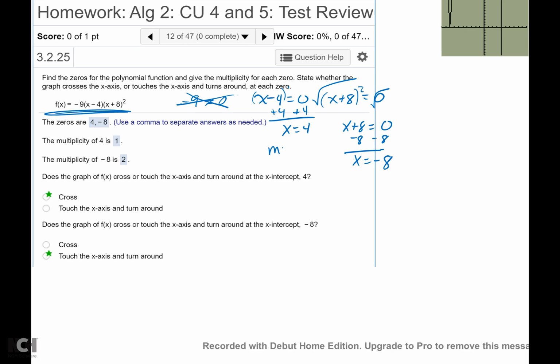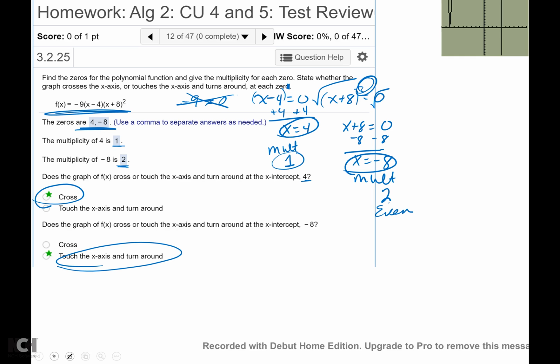Now this one has multiplicity 1, because there was only one of those factors. This one has multiplicity 2, because of the degree 2. So the zeros are 4 and -8. The multiplicity of 4 is 1. The multiplicity of -8 is 2. So it says, does the graph of f of x cross or touch the x-axis and turn around at 4? Well, since 4 has an odd multiplicity, it's going to cross. And it says, does the graph of f of x cross or touch the x-axis and turn around at the x-intercept -8? Because it has an even multiplicity, that means it's going to touch and turn. And you can tell, again, you won't have this on your QB, but you can tell it crosses through at 4 and it touches and turns at -8.